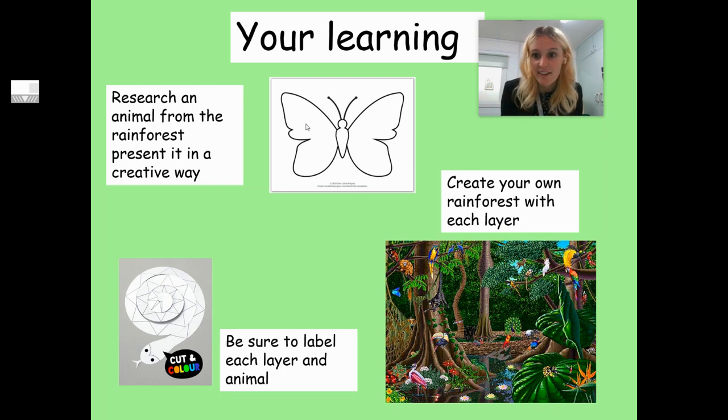and you're going to write down any facts in a creative way. So if you're doing an anaconda, you could write it around a snake. If you're researching one of the types of butterflies, or if you're researching all butterflies in the rainforest, you could put your facts in here. Or what you could do is create your own rainforest with each layer. So you could do a drawing, draw some trees, draw the different layers of the rainforest, and draw a variety of animals that might live in the different layers of the rainforest.